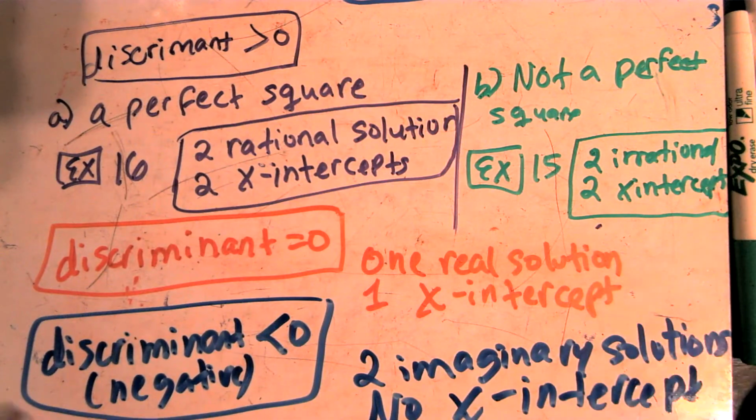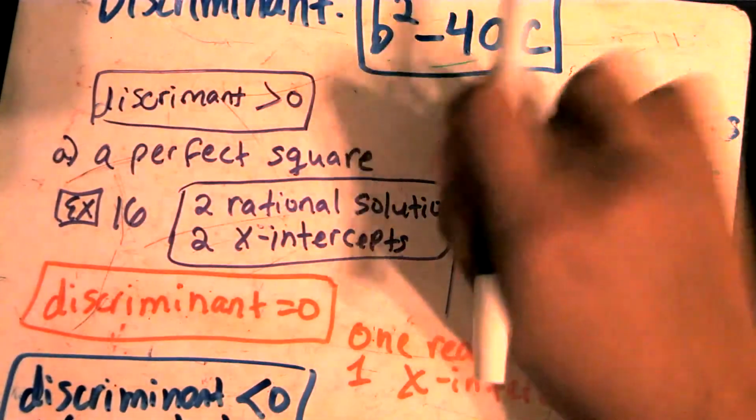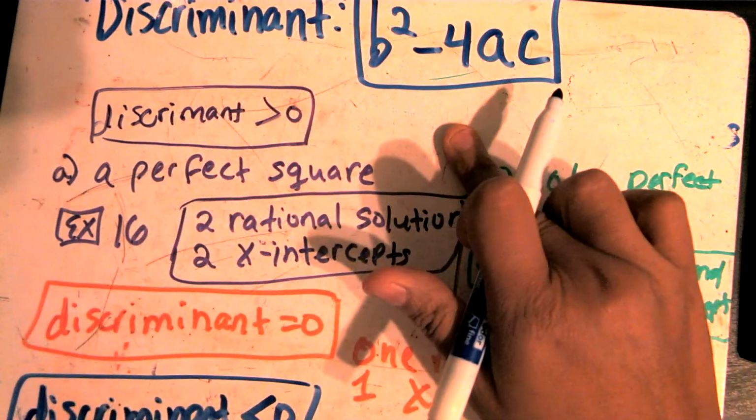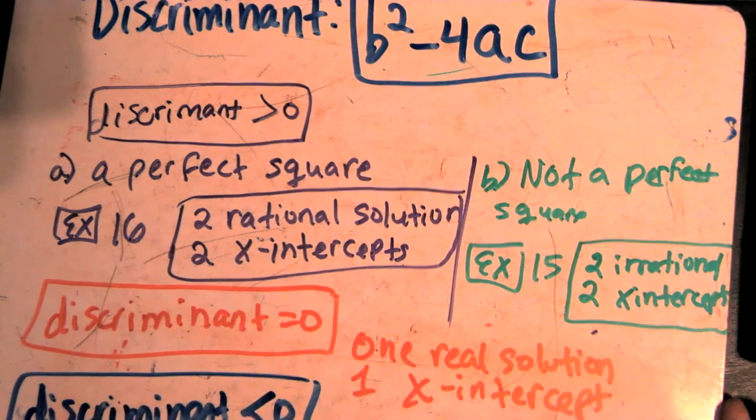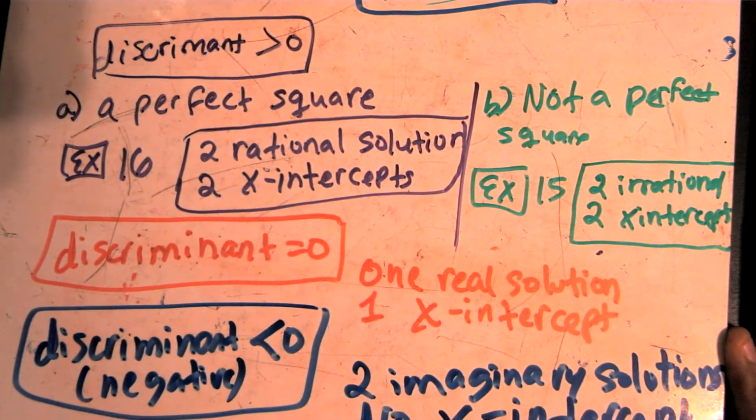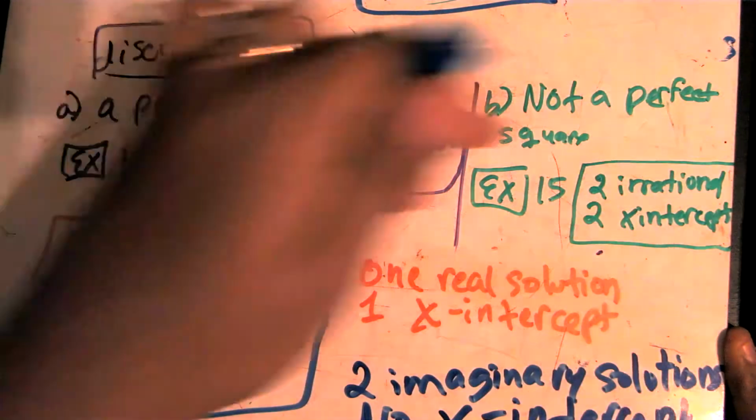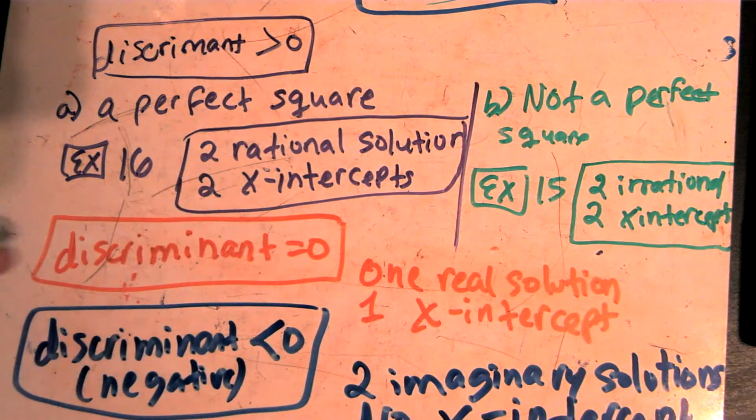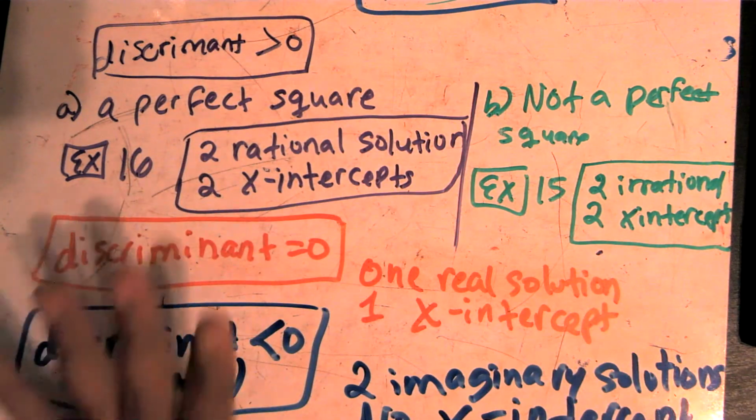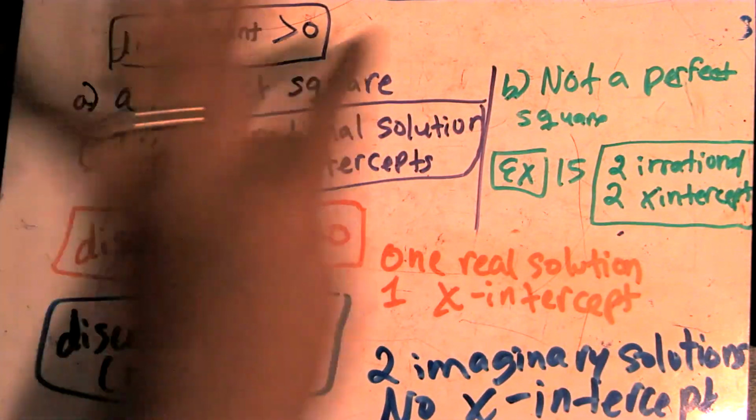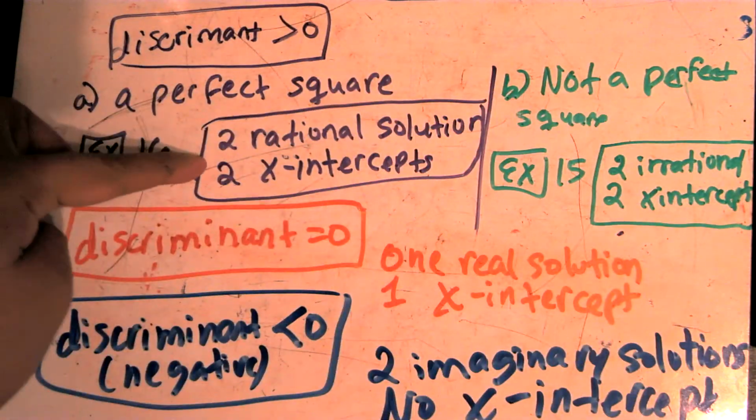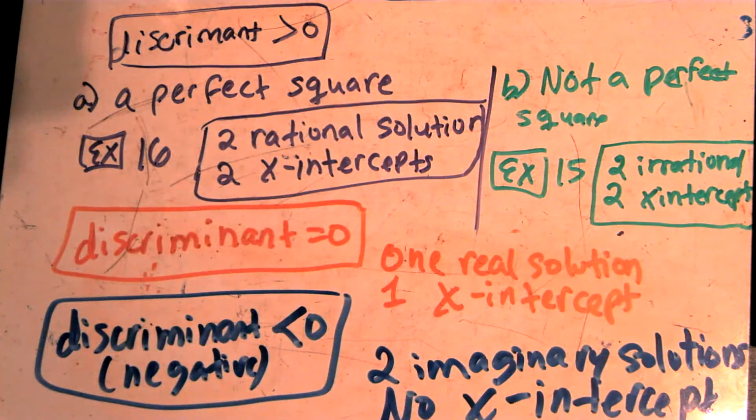So part A, find the discriminant, and then given the number that you got, look at your chart. Is it a positive number? If so, is it a perfect square or not a perfect square? Is it 0 or is it a negative number? And based on which of these you get, then you can find out the types of roots that you will get.